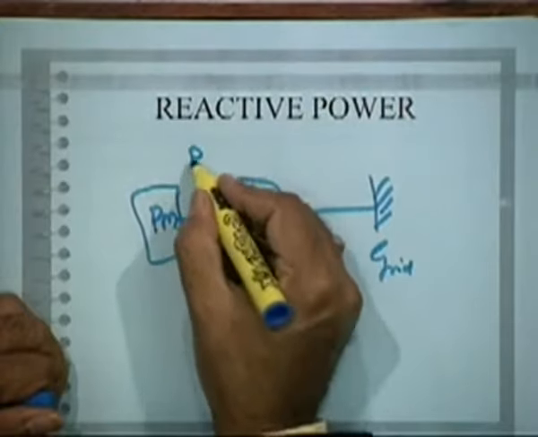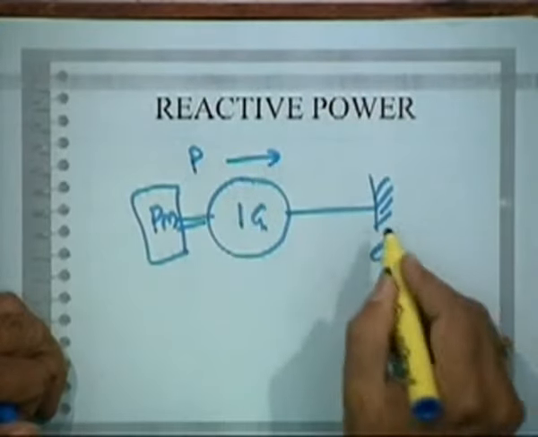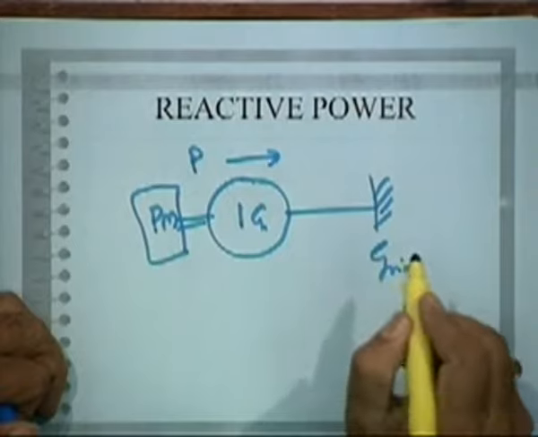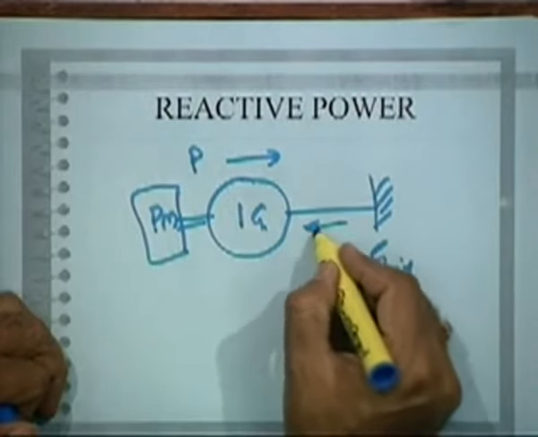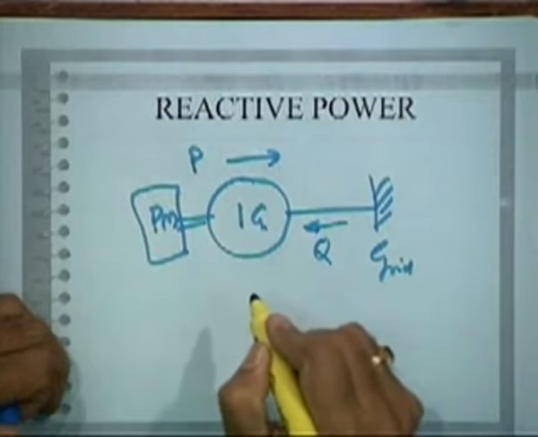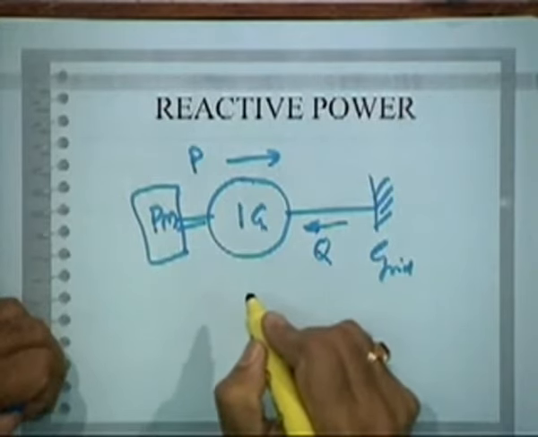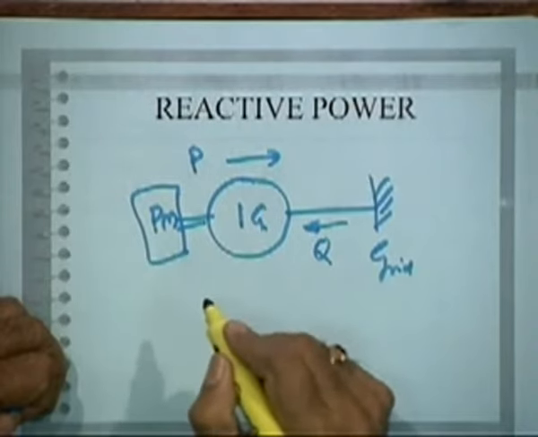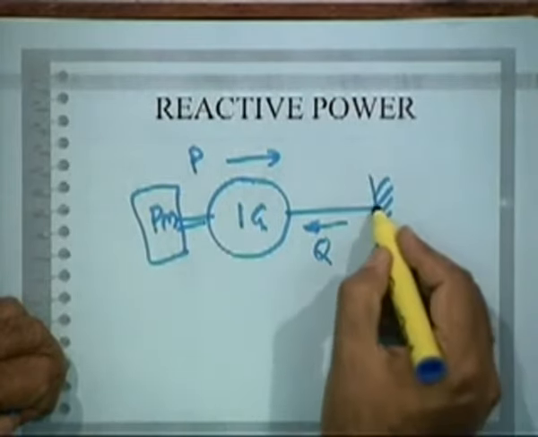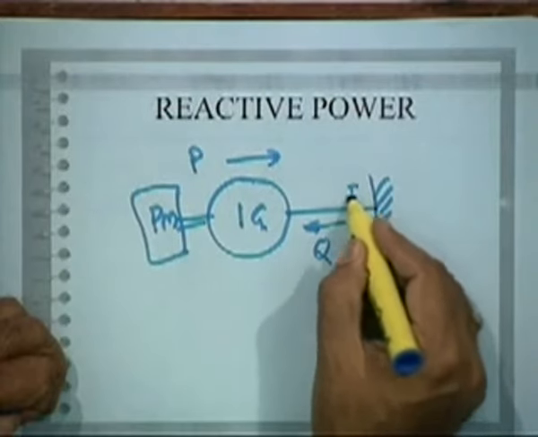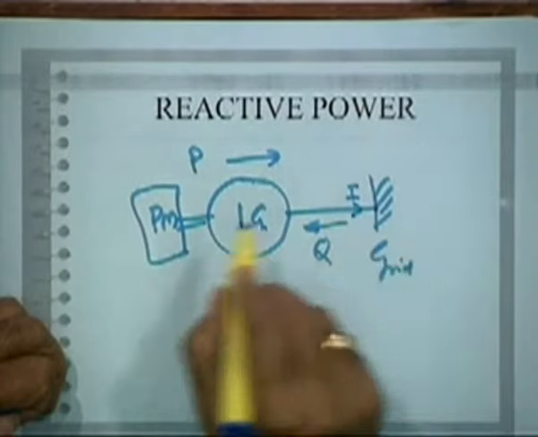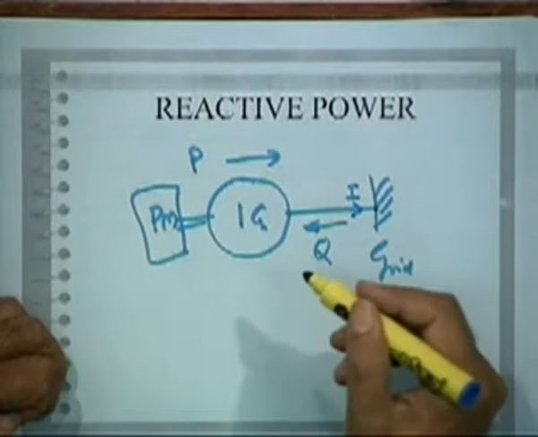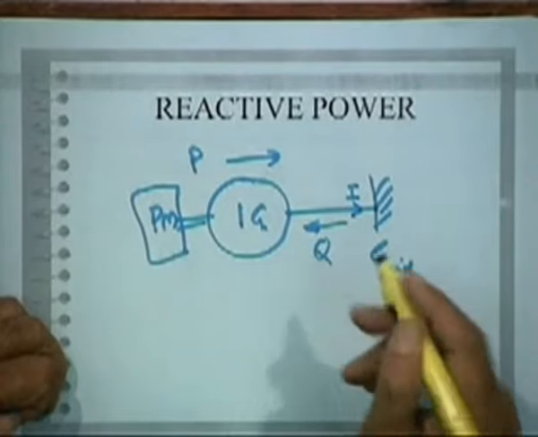Okay, so P goes here, right? P is no problem, P is fed to the grid, but it has to take Q from the grid. Okay, reactive power has to come from the grid. That is one of the interesting factors of this, right? So the current here will have Ix and Iy. Ix goes in one direction, Iy is in the other direction. Okay, so that's what you must understand. The P is fed to the grid and Q is taken from the grid.